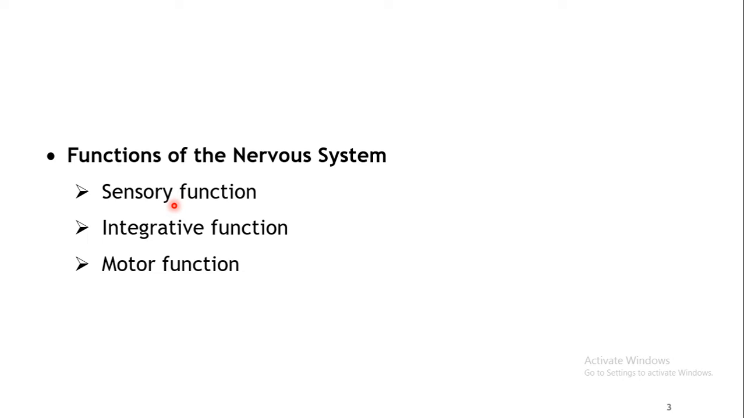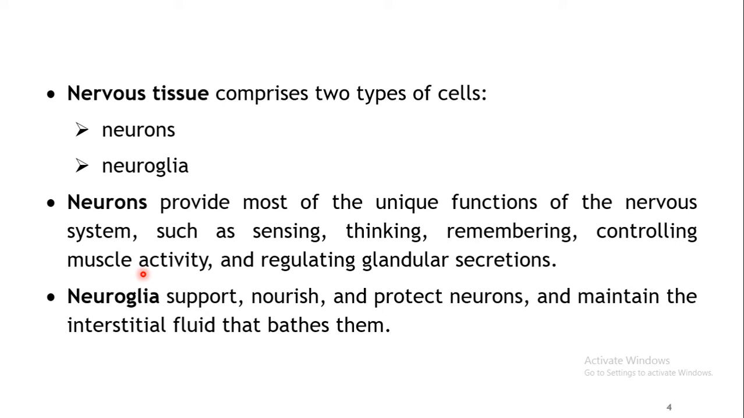So that's the sensory part. You can hear something, then your brain will start processing what I am speaking or explaining. That is the integrative function, which is carried out by the central nervous system, mainly your brain. And the motor function is some output: if I ask you a question, you will respond to it. So these are the three basic functions carried out by the nervous system.